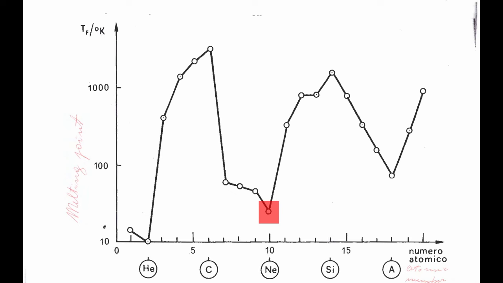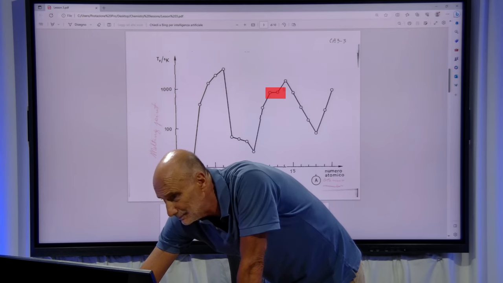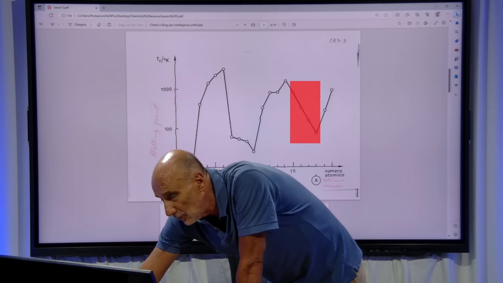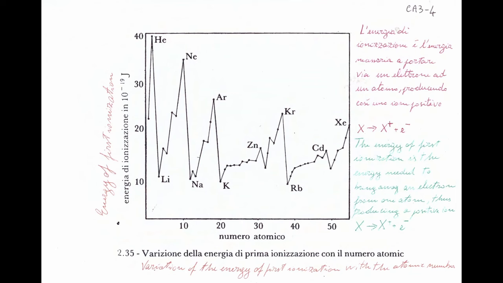After neon, we have a sudden rise of the melting point with the melting point of sodium. Then after sodium, there is magnesium, and the maximum melting point is attained with silicon. After silicon, the melting point decreases again until a minimum is attained again with argon. Let's see another physical property.